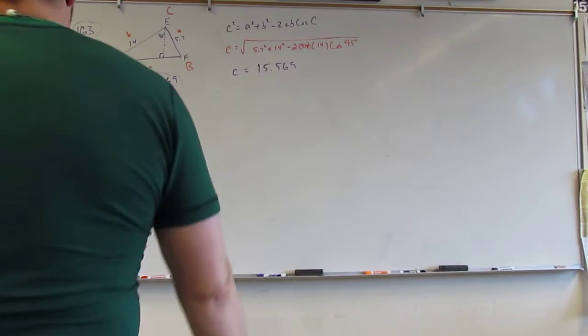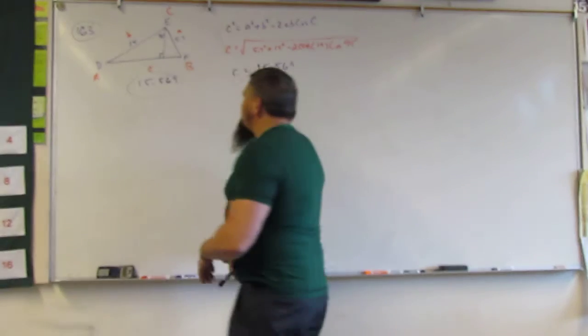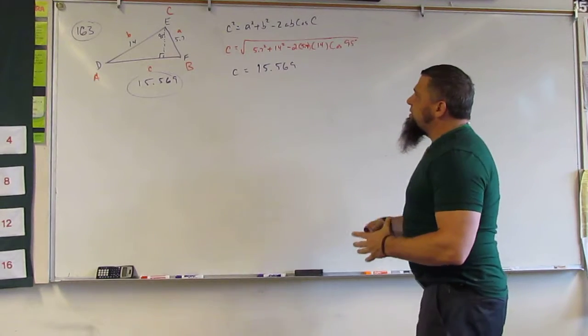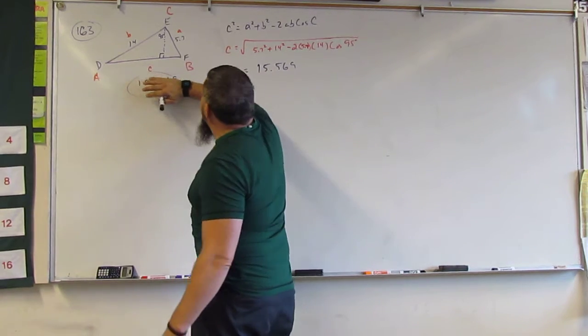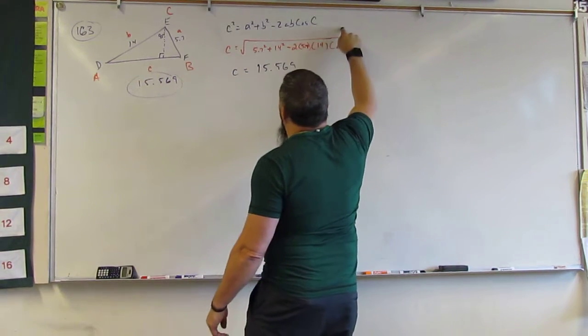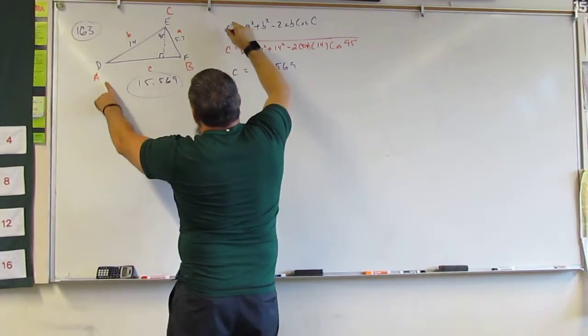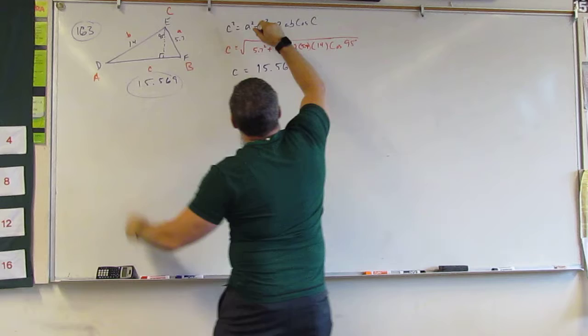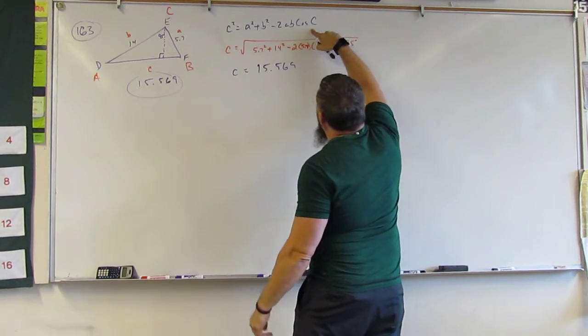All right, let's go ahead and finish this 163. So basically what we started with was we didn't have this, so we used the law of cosines. c squared equals a squared plus b squared minus 2ab cosine c.